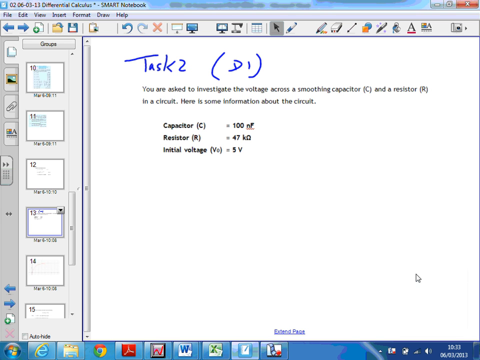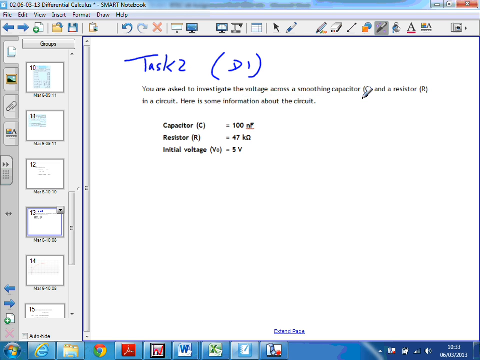Okay, so Unit 4, Assignment 4, Task 2 is for the distinction Part 1. If we look at this task, it's to investigate a voltage across a smoothing capacitor and a resistor. And you will have done this sort of thing in your electronics course. You'll have looked at a capacitor and a resistor in a circuit. You're given some information about the circuit.